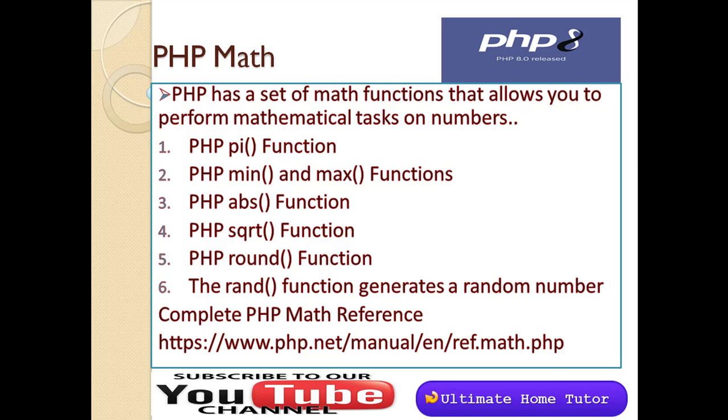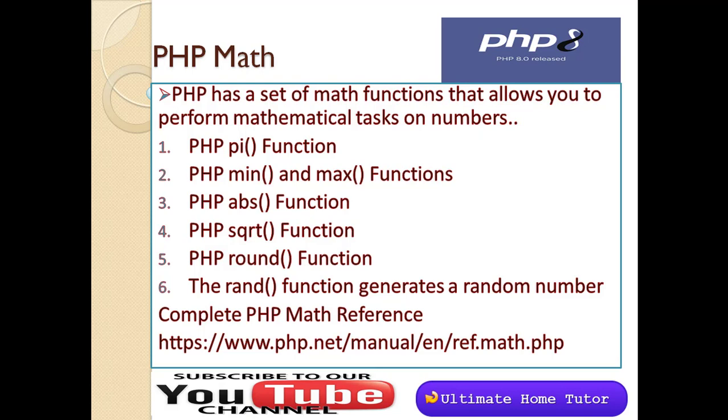We'll discuss all of these one by one. The rand function is there, which is used to generate a random number, and we can give it a range, like 10 to 100. You can do it this way. For more functions you can refer to php.net/manual. That will be good for you to refer to all the math functions.